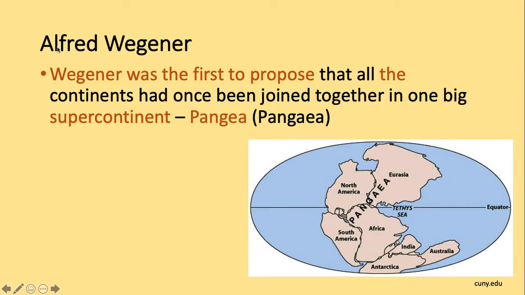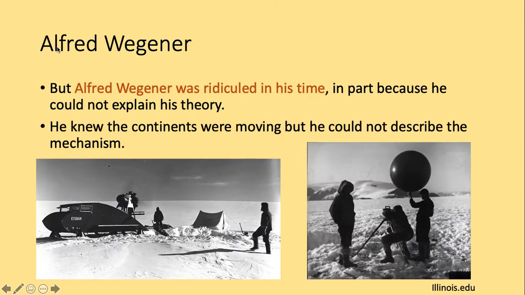Wegener was the first to propose that all of the continents had once been joined together in one big supercontinent called Pangaea. Two different spellings. And you can see how they kind of fit together like a puzzle here. But Alfred Wegener was ridiculed in his time, in part because he could not explain his theory. He knew the continents were moving, but he could not describe the mechanism. Didn't have the driving force. So other scientists thought he was making stuff up.